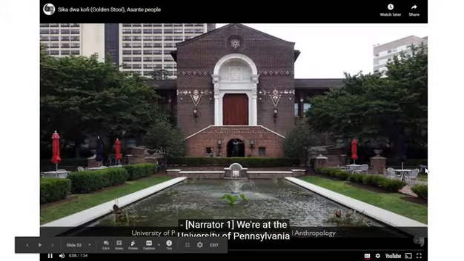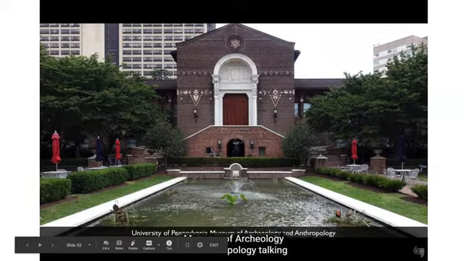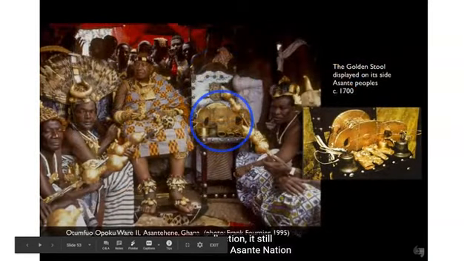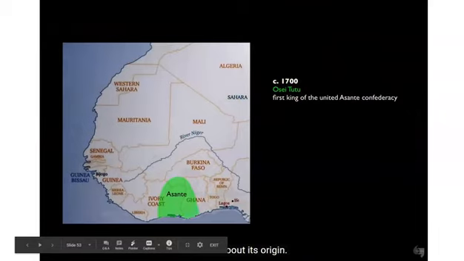We're at the University of Pennsylvania Museum of Archaeology and Anthropology talking about the golden stool. We're actually going to be looking at several different objects to make sense of this very important object that we don't have in a collection. It still exists in the Ashanti Nation in Ghana. It was incredibly important to the Ashanti people that that object remained in their possession, but that's a story we'll come back to. Let's talk about its origin.